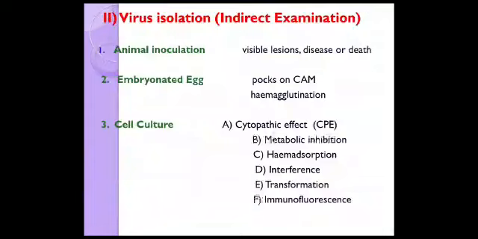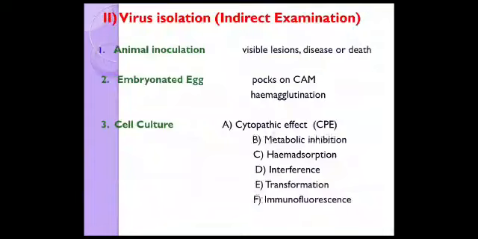So in animal inoculation, we are going to look for a visible lesion which the virus may produce, or the disease which it produces, or lastly, it may lead to death of the animal. In embryonated egg, there are various parts of the egg which can be used, and just to name a few, what are the changes which can occur in the embryonated egg?